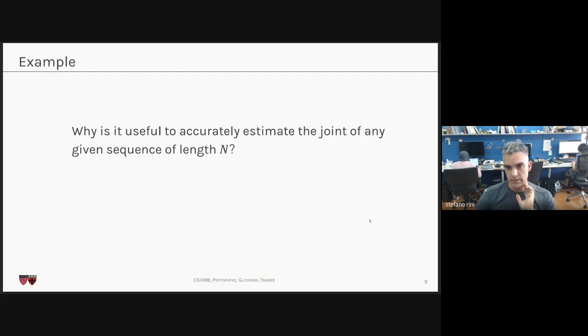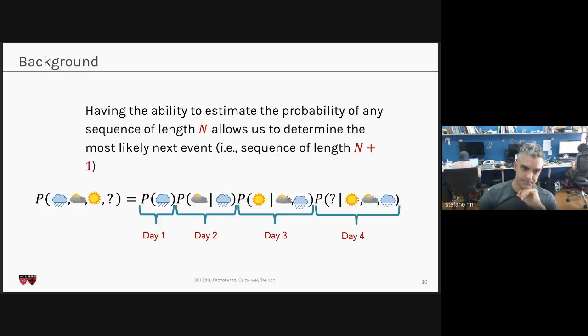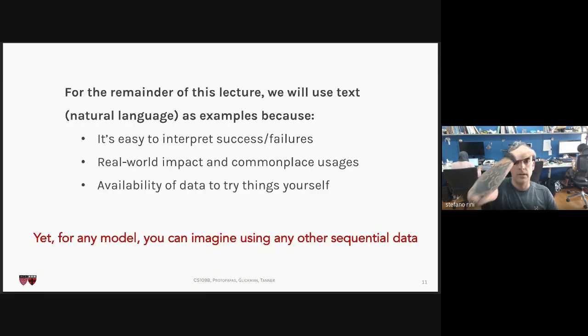Why is it useful to accurately estimate the joint distribution of any given sequence of length n? The idea is that you don't want to lose information. The system has a certain amount of memory, and you want to exploit that memory in order to have better prediction. So the sequential probability will be more powerful in general than trying to just predict the joint probability of the weather altogether.